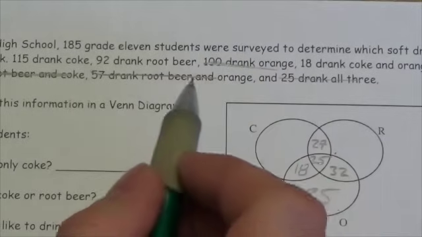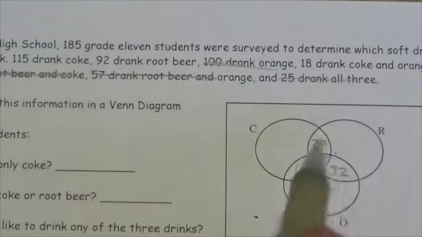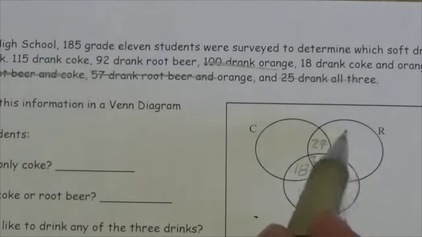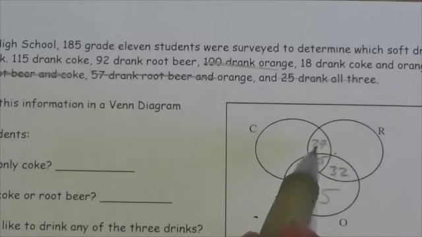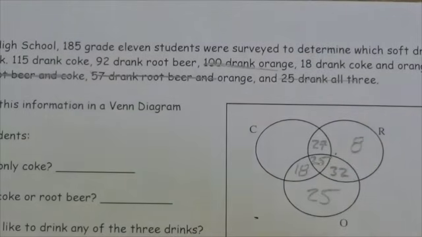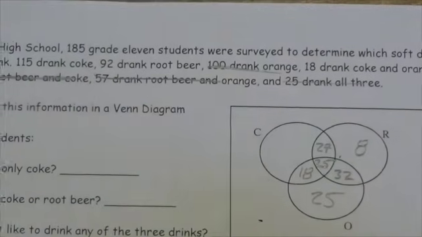So that's gone. 92 drink root beer. Okay, so this whole set here has 92 students, but it's broken up into four subsets. So I'm going to subtract the totals from the different subsets. So I'll subtract the 27, the 25, and the 32. And that leaves me with just 8 that like root beer, only root beer.